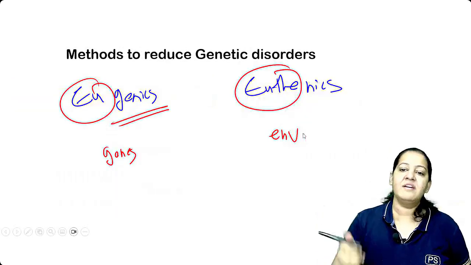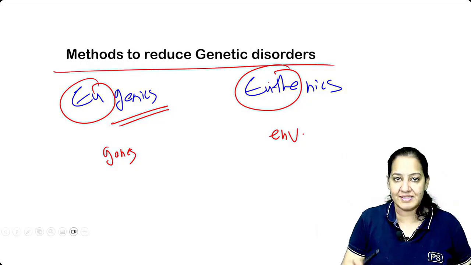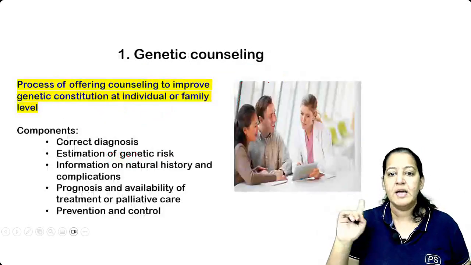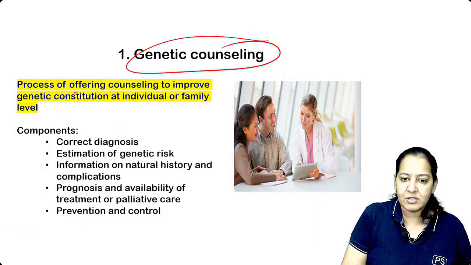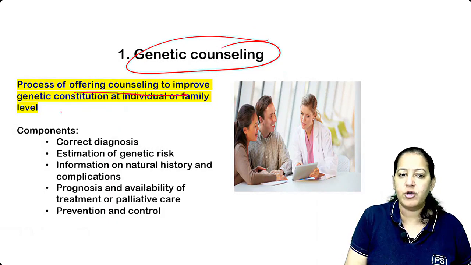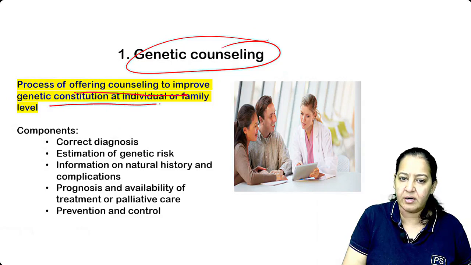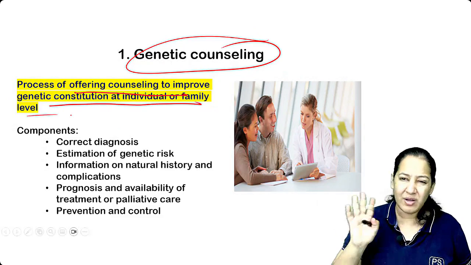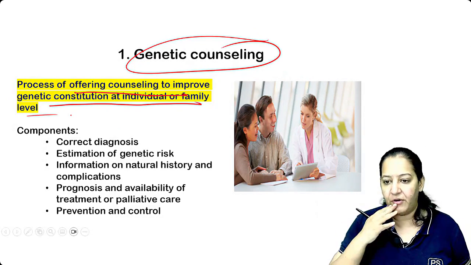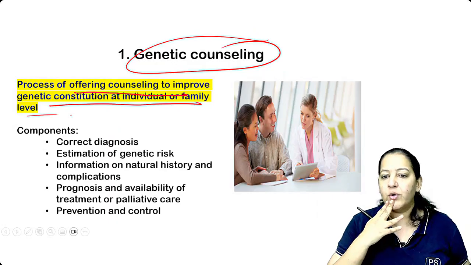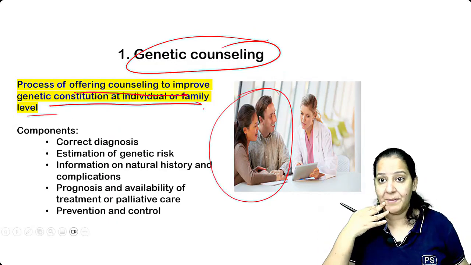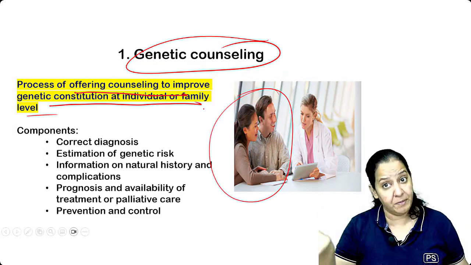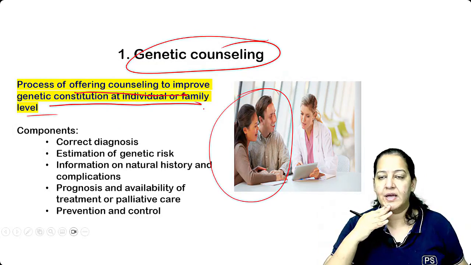Okay. Now tell me the ways to reduce genetic disorders. There are 6 ways, 4 or 5 ways we will discuss. The first is genetic counseling. It is the process of offering counseling to improve the genetic constitution at the individual or family level. Don't learn the definition, that will be too complicated for you. What you can do is genetic counseling of a couple who are about to reproduce. The newly married couple, or before marriage, you can do genetic counseling.